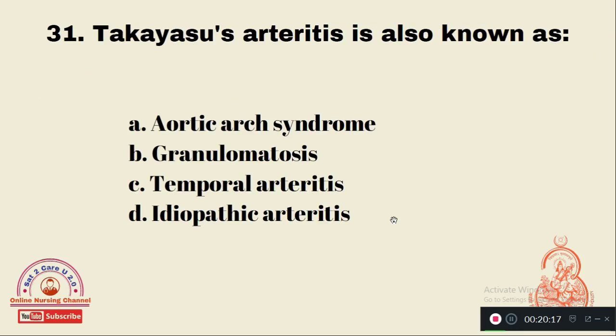Question number 31. Takayasu arthritis is also known as option A, aortic arch syndrome, B, granulomatosis, C, temporal arthritis, option D, idiopathic arthritis. Takayasu arthritis is commonly known as aortic arch syndrome.